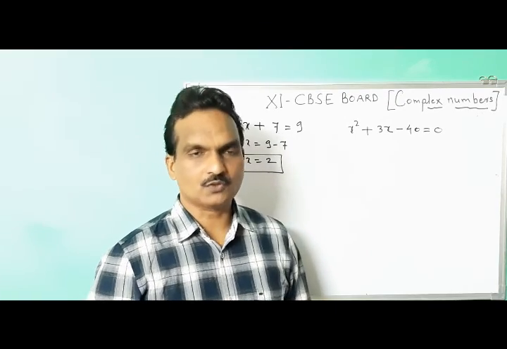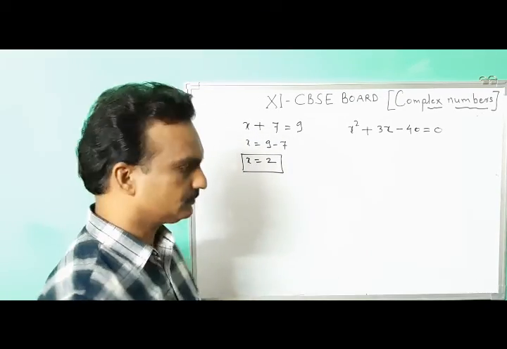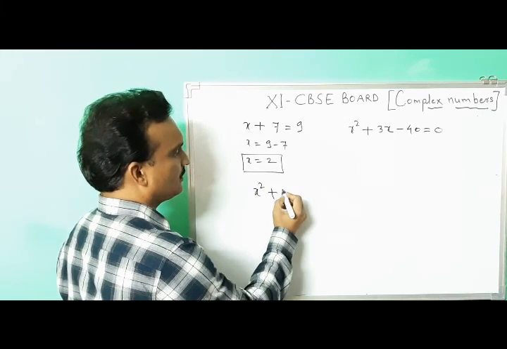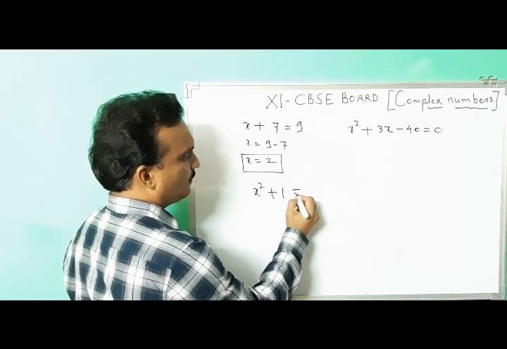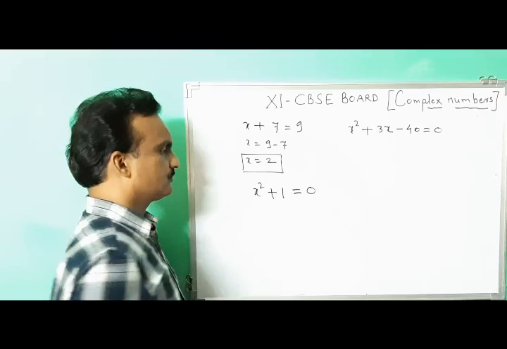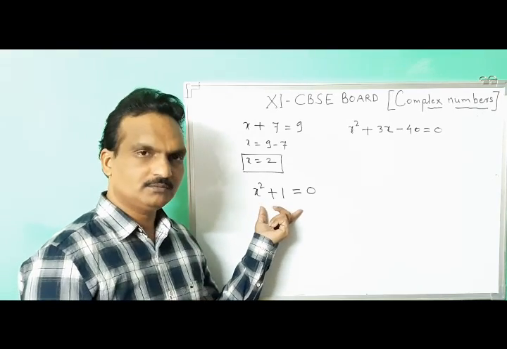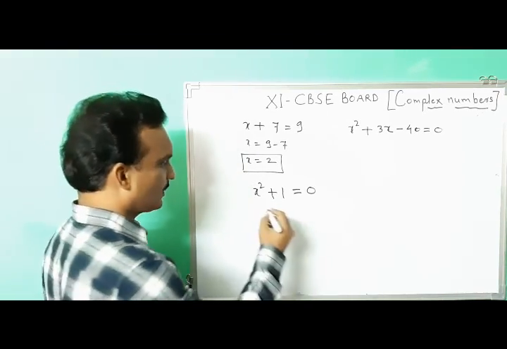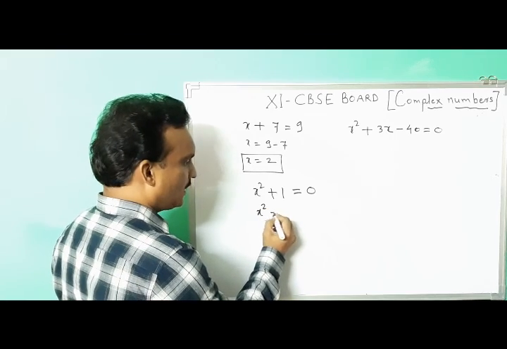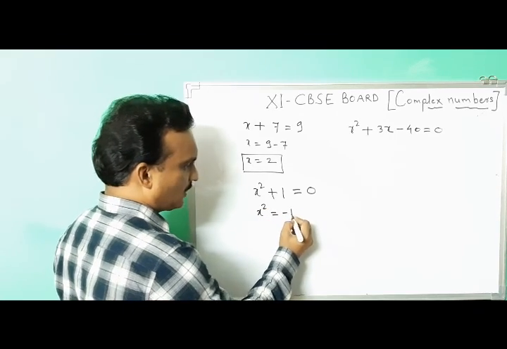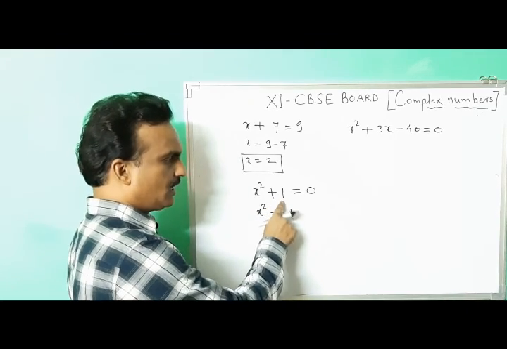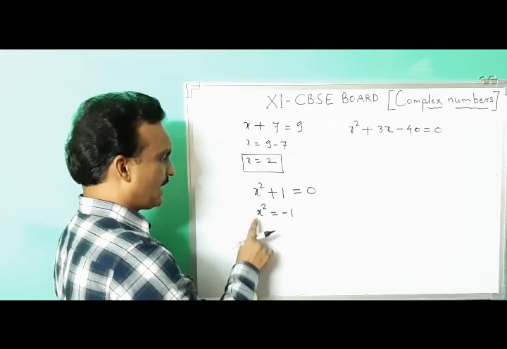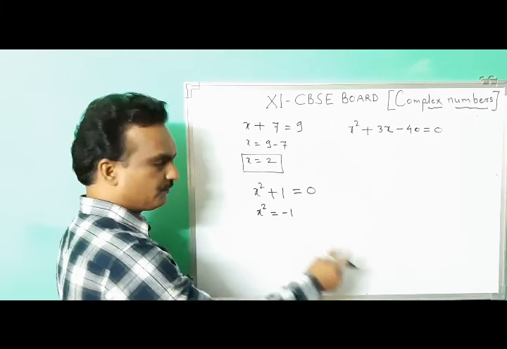If we want to solve this type of equation, x square plus 1 equal to 0. This is the quadratic equation. Try to solve this equation. x square equal to minus 1, plus 1 will go that side, so it will become minus 1. x square equal to minus 1.